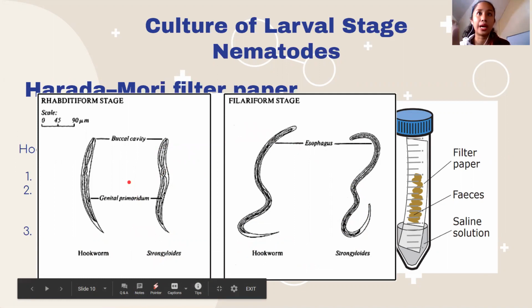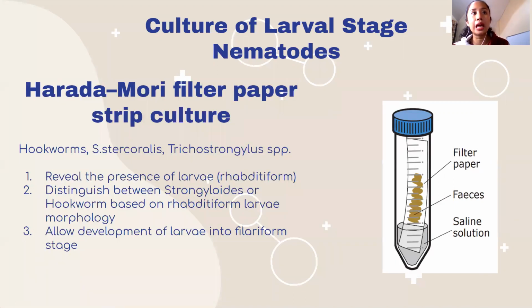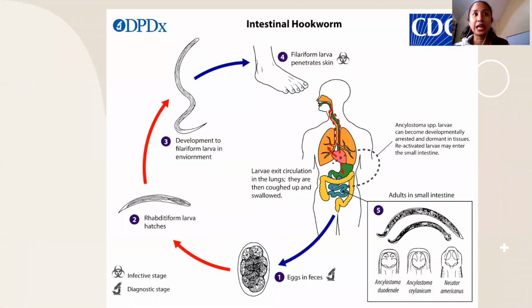They almost look alike. So class, our purpose here in Harada Mori filter paper strip culture is to culture this egg so that it will turn into rhabditiform, and then it will develop into a filariform larva. So I'll show you the life cycle.